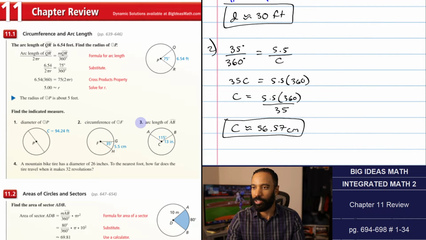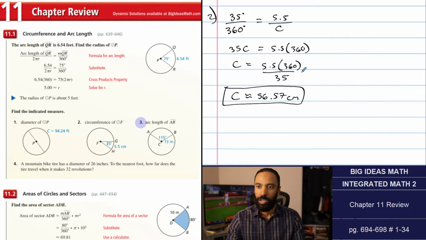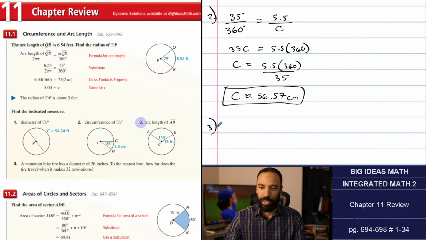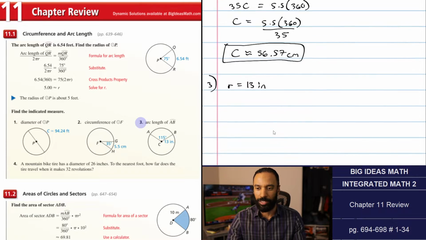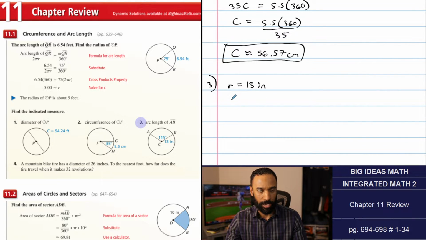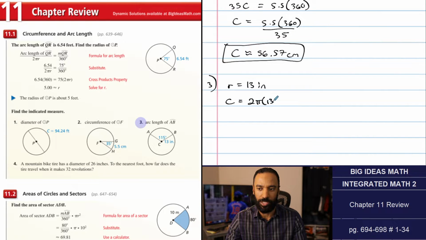Number 3, we're going to find the arc length of arc AB. This time we're given the radius. So given that the radius is 13 inches, I'm going to start off with that. Let's just go straight into circumference talk, and then we can calculate everything off of that. Circumference is 2 pi times your radius. That'll be 26 pi inches.